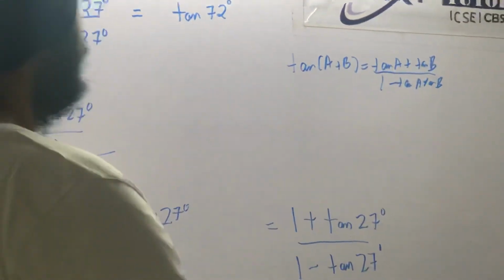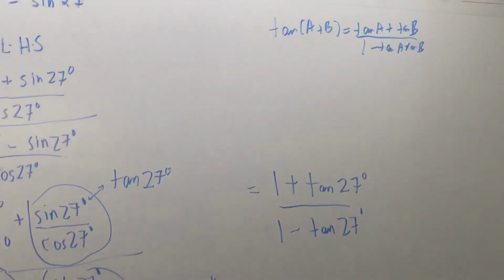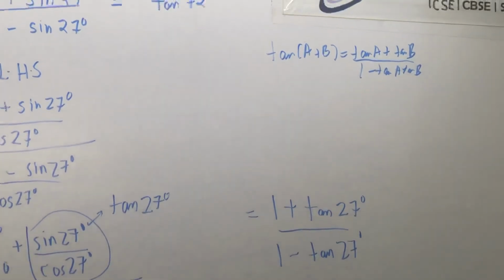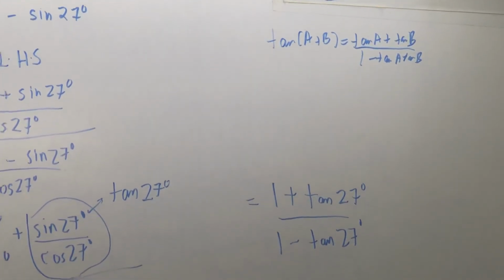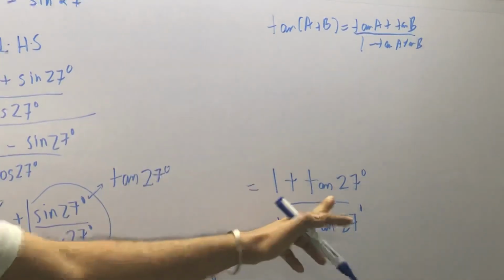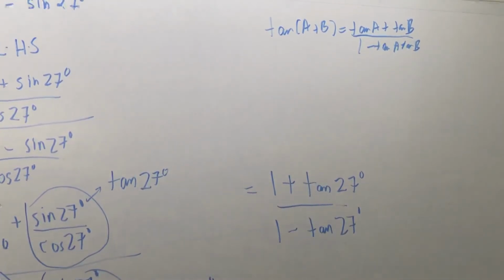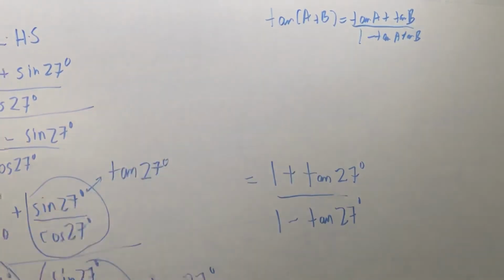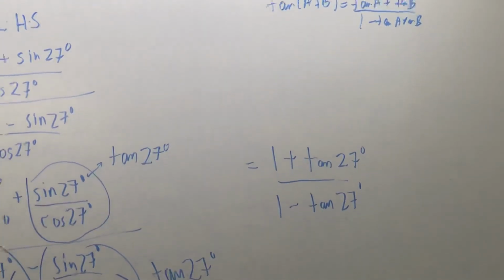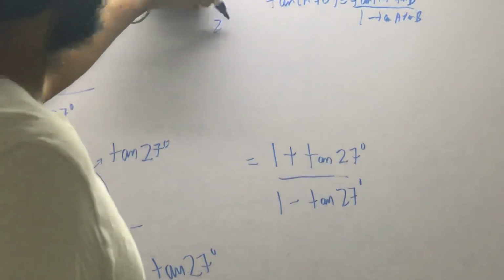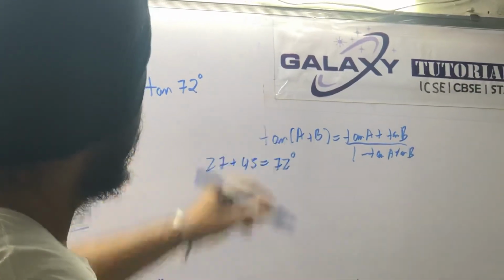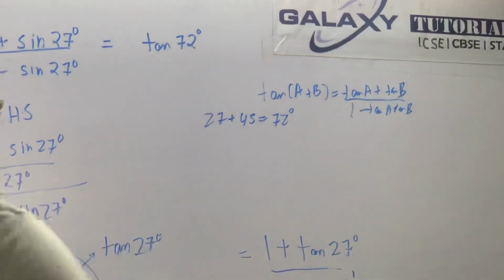So just look at this angle 72 and this angle 27. We will try and split this 72 angle into two angles such that one of the angles is 27. If one angle is 27, how much do you need to add to that to make 72? You need to add 45. See, 27 plus 45 is equal to 72. Now you can use this tan A plus B identity.